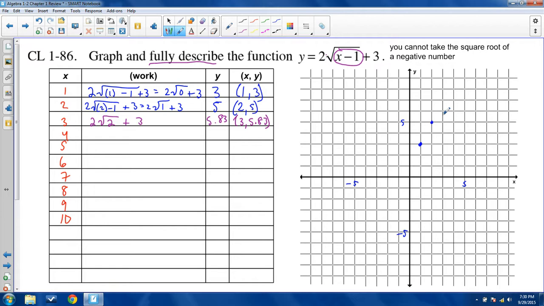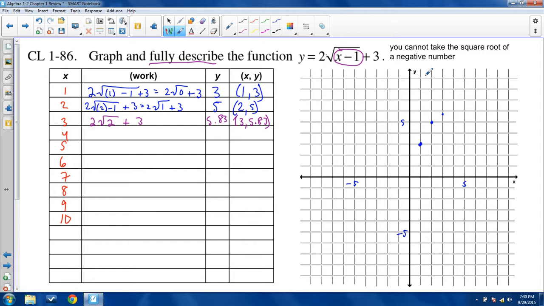5.75, 5 3/4, is 3/4 of the way up. So 5.83 is a little closer, a little higher up there. You want to make something pretty good. Otherwise, your graph won't end up being as accurate as you wish it would be. So there is 3 comma 5.83. And I would keep continuing with this the entire way through.